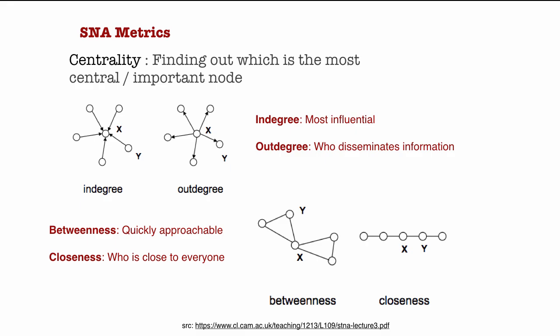Other ways to measure centrality are betweenness and closeness. Betweenness centrality is equal to the number of shortest paths from all vertices to all others that pass through that node. Closeness centrality helps to find the node with the lowest total distance from all other nodes.